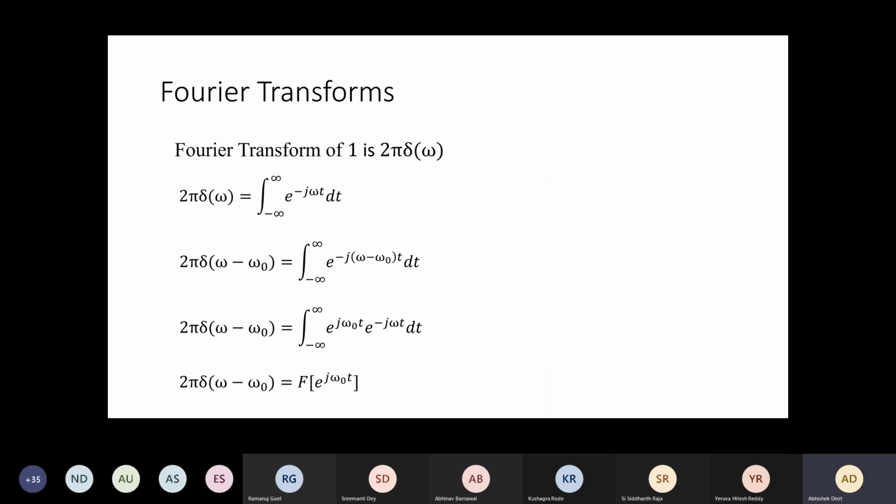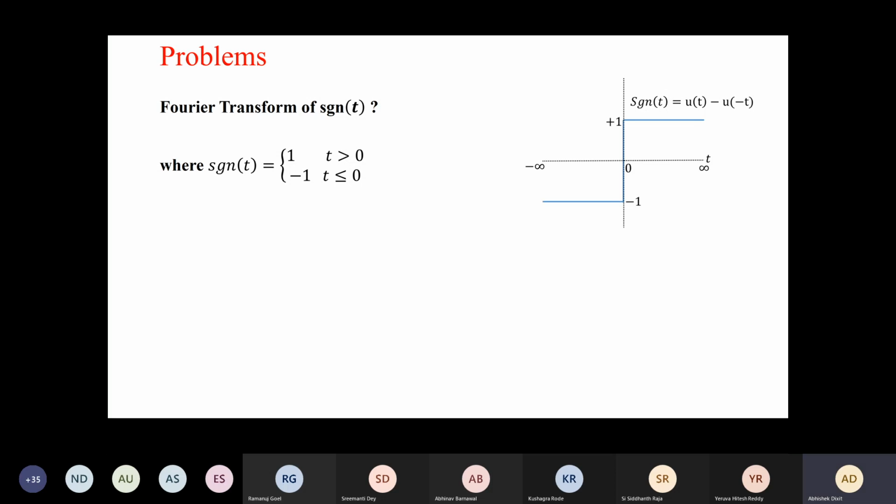Let us see if I can go ahead. What is the Fourier transform of signum t, or sgn t? Okay, what is sgn t? Sgn t is a function that just tells us the sign of t. So if t is positive, it will give me 1. If t is negative, it will give me minus 1. So its name is good, sgn t. Okay, so sgn t looks like this. If t is positive, 1; if t is negative, minus 1. Sgn t mathematically can be written as u(t) minus u(minus t).